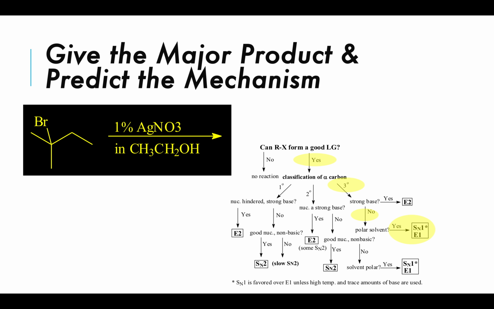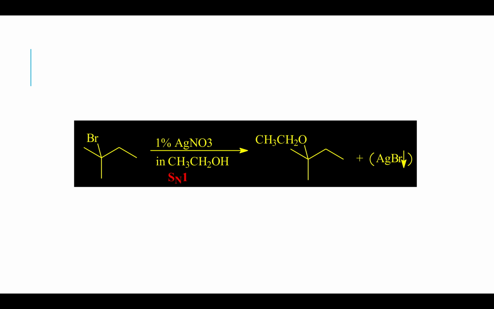Bromide is a good leaving group. It's a tertiary carbon. Silver nitrate is not a strong base. Our solvent is alcohol, so it's polar protic. So yes, an SN1 and E1 product will form. Since it doesn't specify if it's hot or not, or if there's dilute base or not, then you'll just assume that it favors your SN1 reaction.